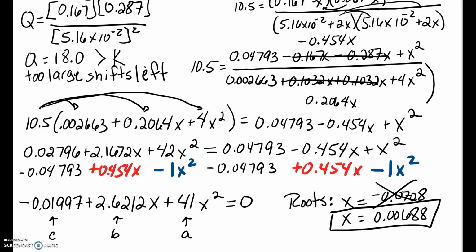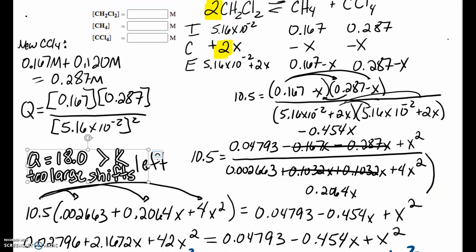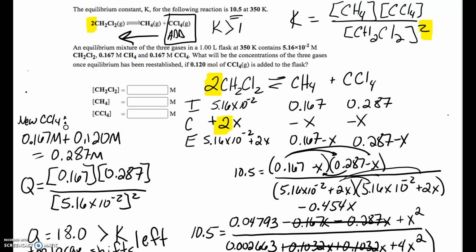So this is our x value. Our x value is 0.00688, and I can simply go back to my equilibrium, and I can put that value in for x, and I can get my equilibrium concentrations. Do you want to just write them in the little boxes? Yeah. Okay. So I'm just going to put x equals 0.00688 molar. And if we put that number in for x, and just take the initial value and subtract, or take the initial value and plus 2 times it, what do we get for our answers?